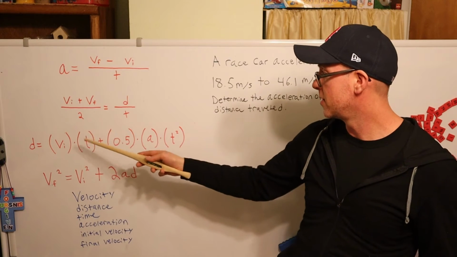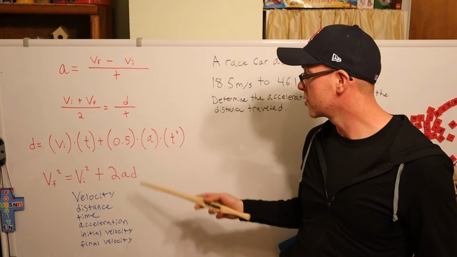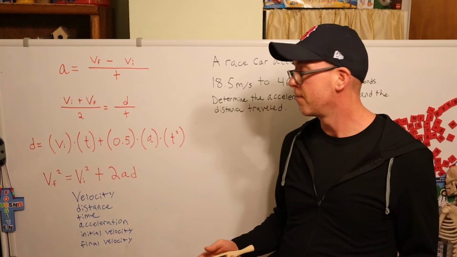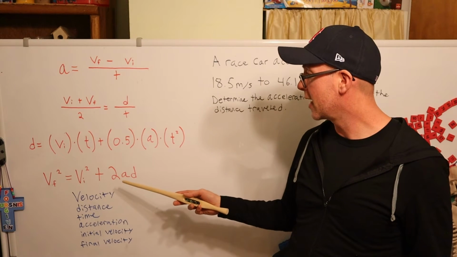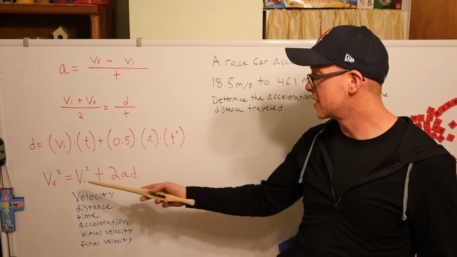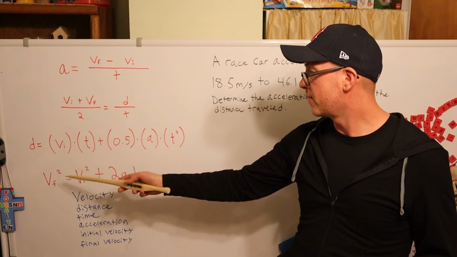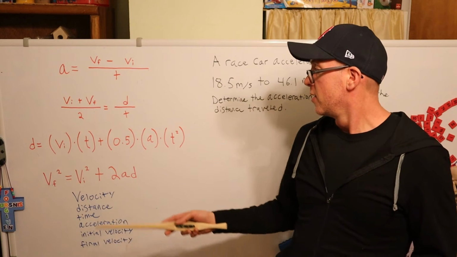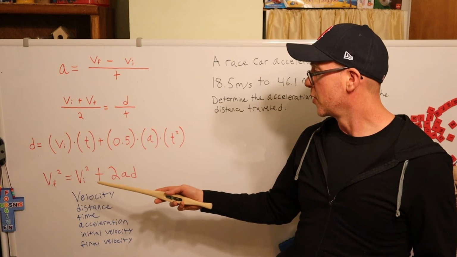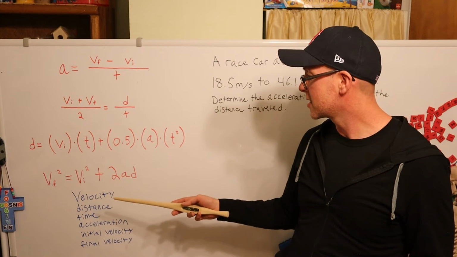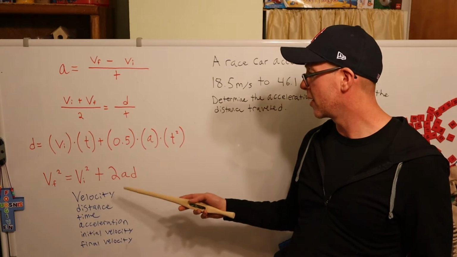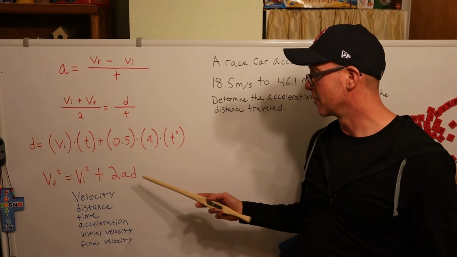So you would just, it'd be 0 plus this. So this was pretty easy to use, and you'll use it a lot. And then the final one, which can occasionally be useful, is down here. Final velocity squared is equal to initial velocity squared plus 2 times acceleration times distance, okay?